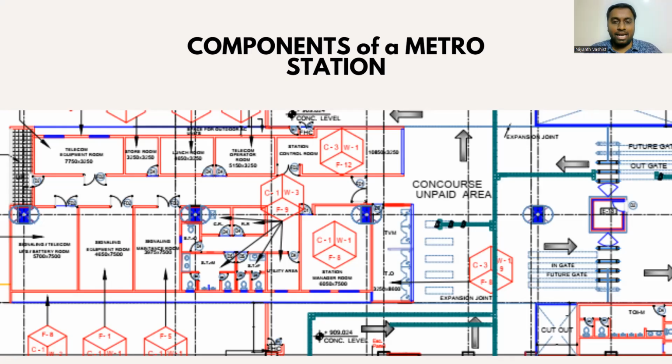Now, if you look in detail, you have something called the concourse unpaid area. That is where the public enter the metro station. And here you have the TO, or the ticket office or ticketing office. Once you take the ticket, you go and you can look at the arrows. On the right hand side, you have the entry and the exit. And post entry and the exit, whatever comes on the right side will be the paid area, the concourse paid area. Only people who have paid for the metro can access that part of the metro station.